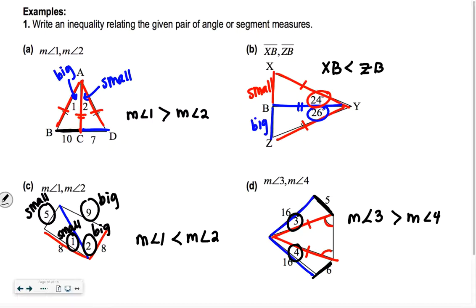Okay, does that make sense? The measure of angle 3 is bigger than measure of angle 4. Oh wait, I messed it up, didn't I? Measure of angle 3 is smaller than, you didn't even say anything, you could have gotten a bonus point. Measure of angle 3 is smaller than measure of angle 4, right? Because measure of angle 3 was across from the 5, the smaller one.